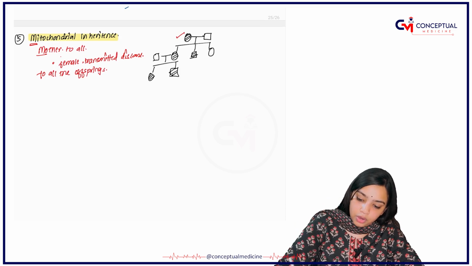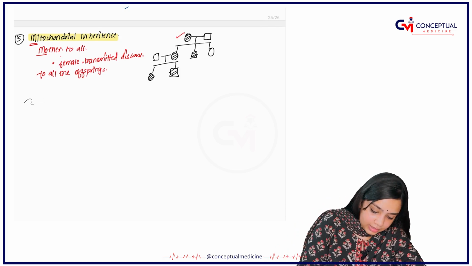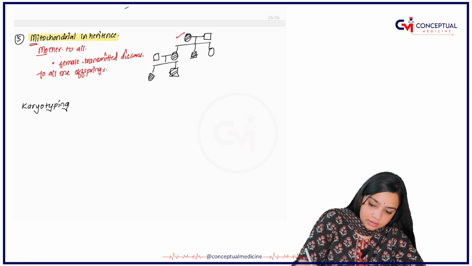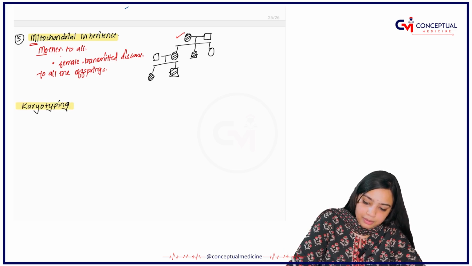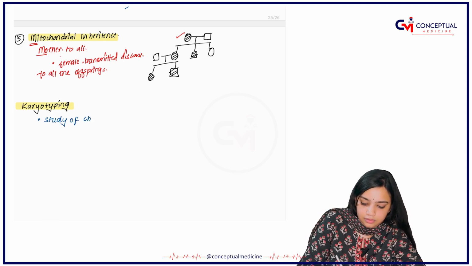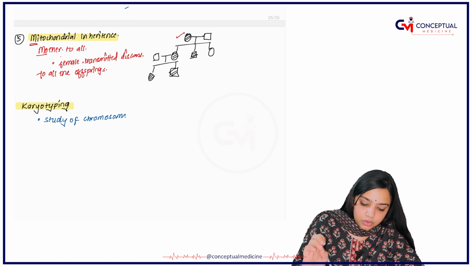We are ready to go to the next topic, that is karyotyping. What does karyotyping mean? Karyotyping means the study of chromosomes.